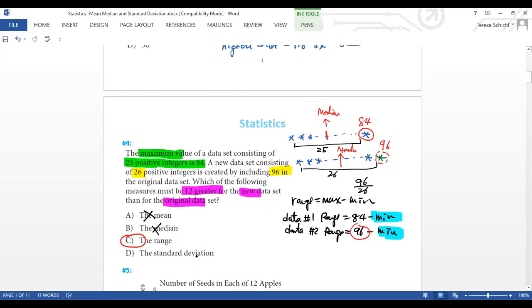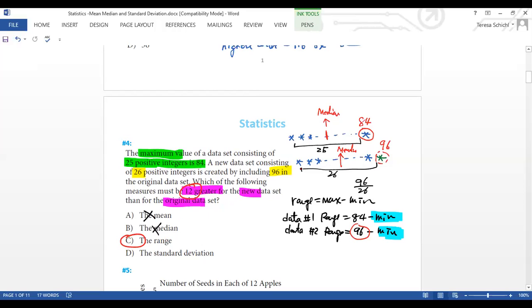Then let's see what happened to the standard deviation. The standard deviation is the square root of the variance. We know the variance is the differences between each number and the mean, squared, and then added up. In here, I don't know what my mean is after I add the 96, and then subtract the mean, square it, and divide by 26. It definitely is not going to be 12 more. All right, so that is why it's the range here.